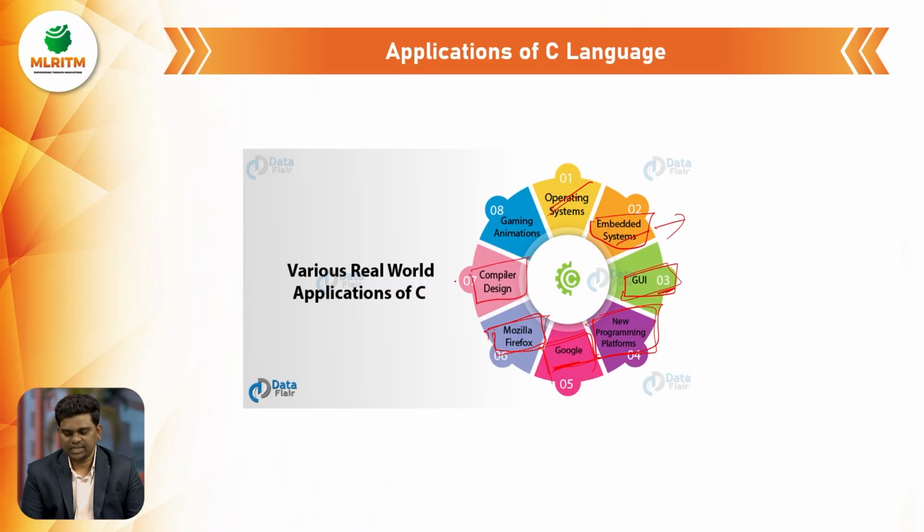Next, compiler design. In compiler design also, C programs play a major role. A compiler is a program which converts a high level language into a low level language. And one more real application where C language is majorly used is gaming applications and animation applications. So these are the applications of C language.